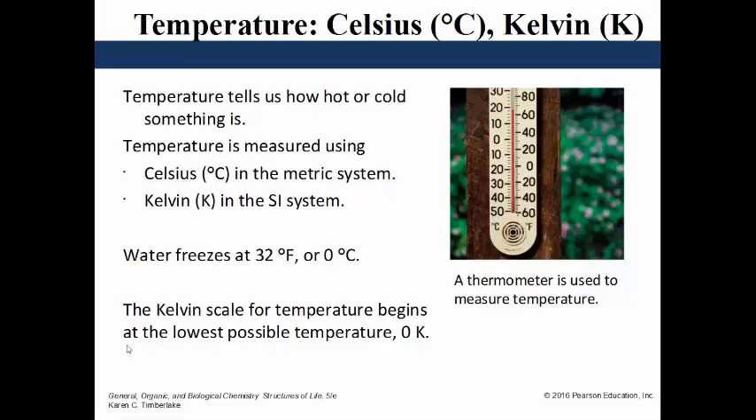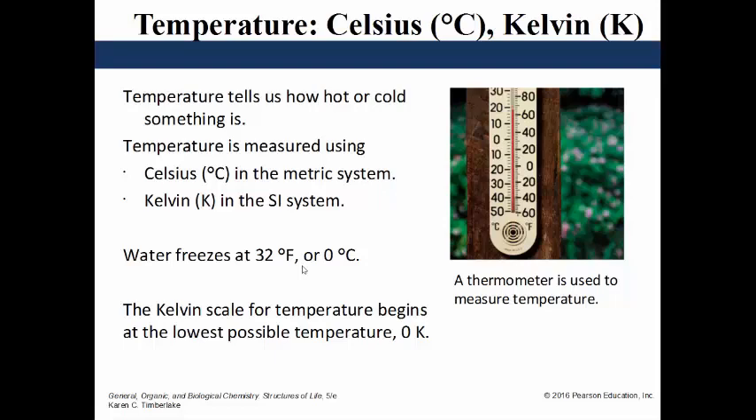Alright, next we'll move on to temperature. You'll be using either degrees Celsius or Kelvin. Now the temperature will tell you how hot or how cold something is. So for the metric system, you'll use degrees Celsius, and for the international system, you use Kelvin. Now water will freeze at 32 degrees Fahrenheit, and that's equivalent to 0 degrees Celsius. These are exactly the same temperature, just using 2 separate scales.